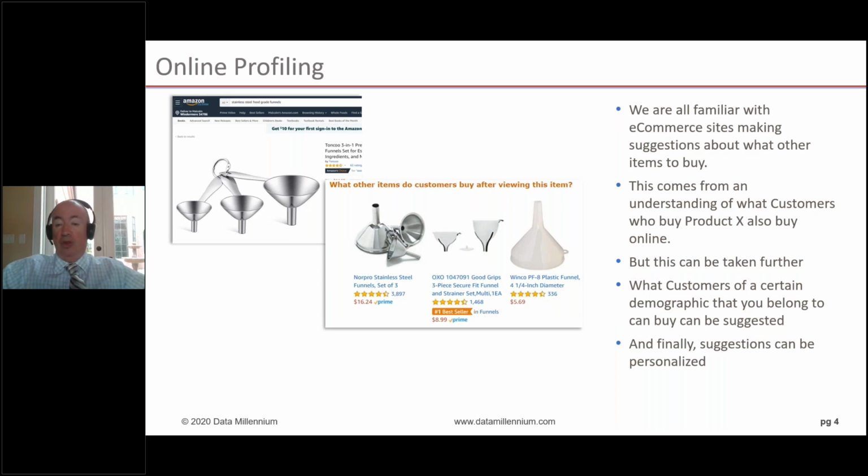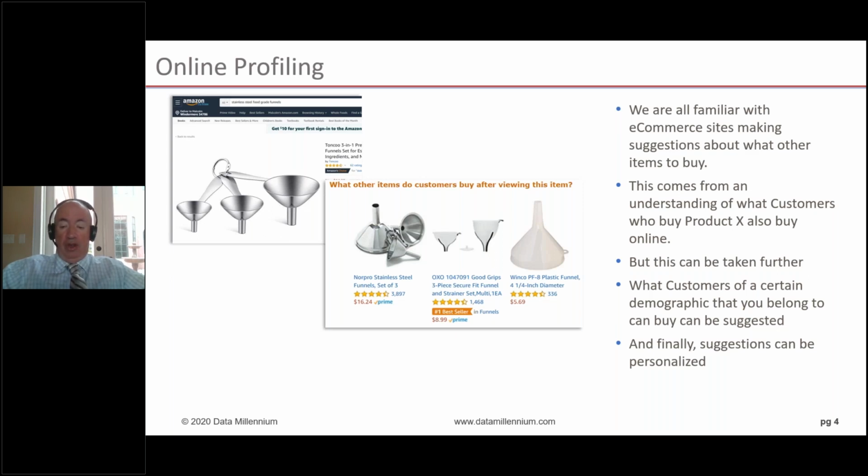So I think we're all pretty much familiar with e-commerce sites, and we get on one of those, and here I'm going to buy a funnel, and then I get suggestions about what other customers do. They buy similar products. So it's going to suggest to me that, okay, if you're buying product type X, here's what other people buy in addition to product type X.